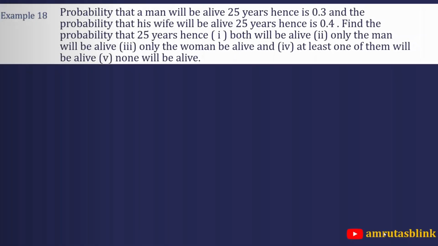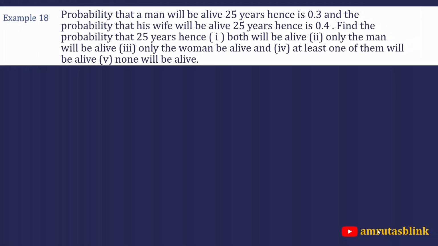Let's quickly look at example number 18. Probability that a man will be alive for 25 years hence is 0.3, and the probability that his wife will be alive 25 years hence is 0.4.